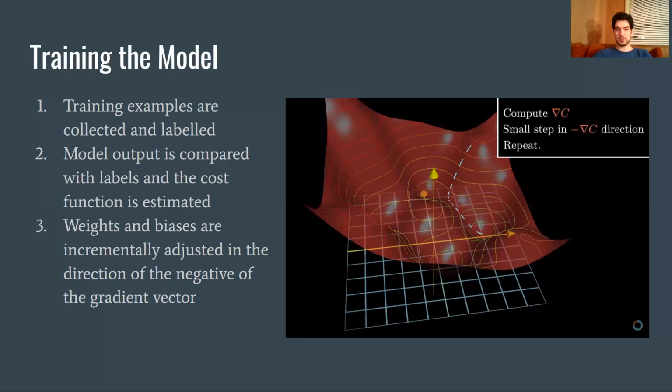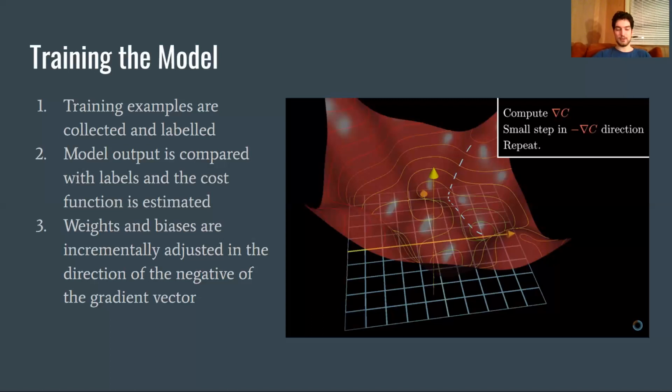So although this is just a 3D representation here, that's just for the sake of easy visualization. In reality, the cost function has as many variables as there are weights and biases in the network, so it would really be thousands of dimensions. That's just a reality check there.